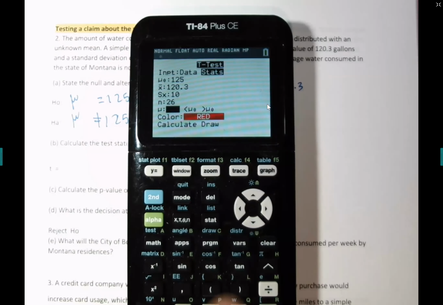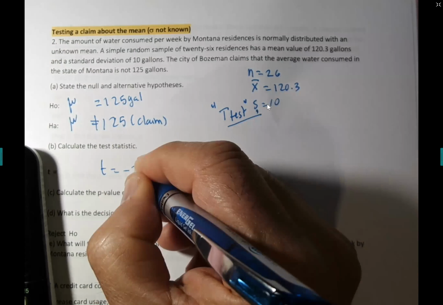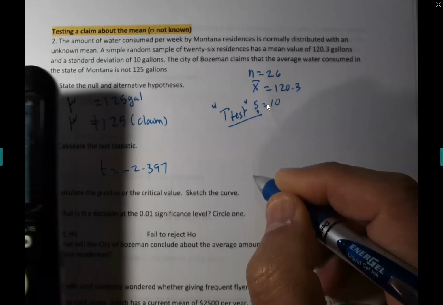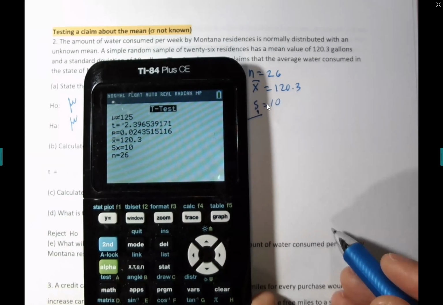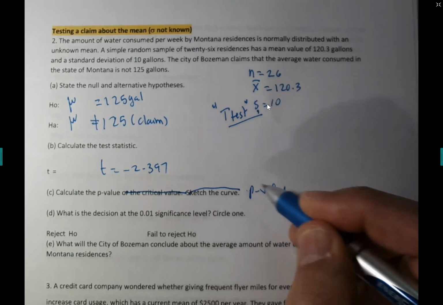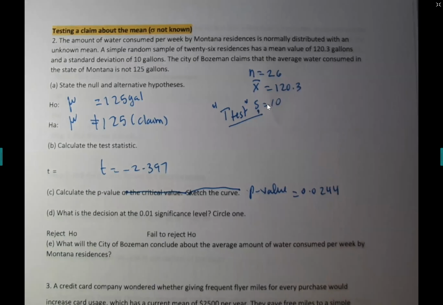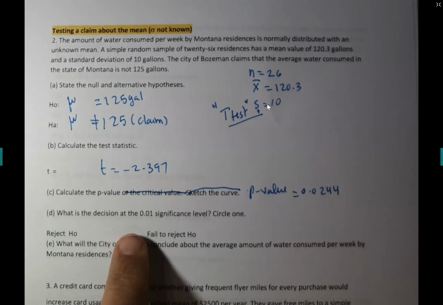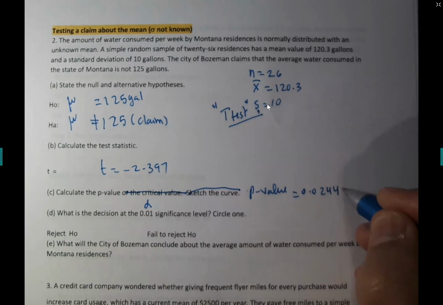And if you want, first one, right? Yep, that is correct. You can hit calculate. And look, T is negative 2.397 with 3 decimal places. And it says here p-value 0.0244. All right, I'm done with the calculator. Now I need to compare it with alpha. He says, what's the decision at the 0.01 significance level? That's alpha. You guys agree with me that this is bigger than alpha?